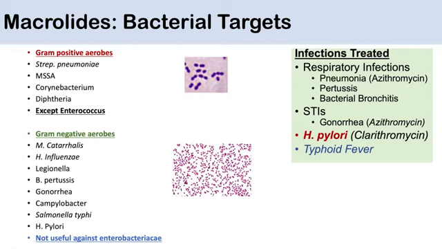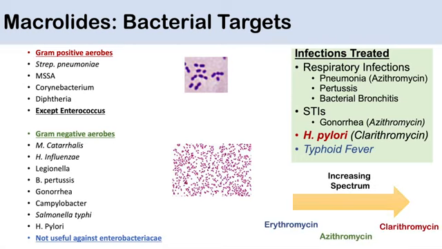They're also good for treating Helicobacter pylori infections. They're part of the triple therapy for H. pylori infections. Clarithromycin is the one we use specifically for H. pylori. And they're also good for treating typhoid fever because they have activity against Salmonella typhi.